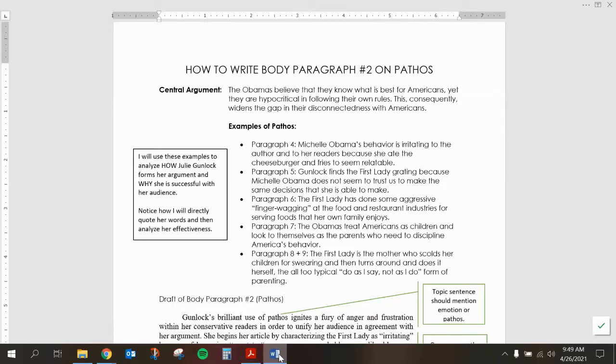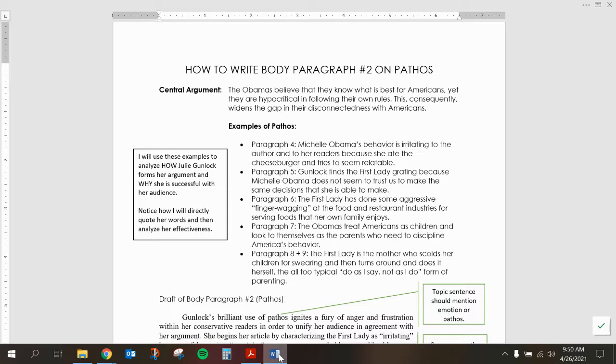Let's look at how we build our second body paragraph using pathos. So once again, let's revisit our central argument using our example article by Julie Gunlock, the First Lady and the Cheeseburger. So once again, the central argument reads that the Obamas believe that they know what is best for Americans, yet they are hypocritical in following their own rules. This consequently widens the gap in their disconnectedness with Americans.